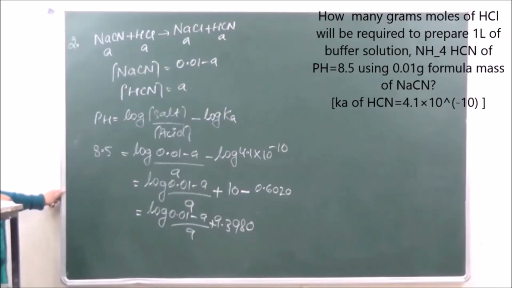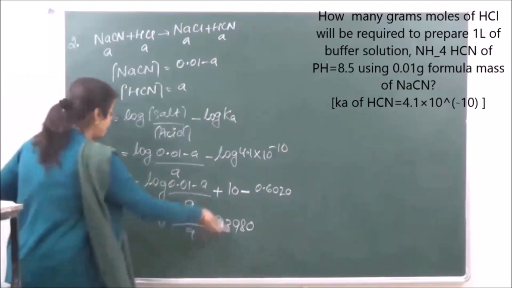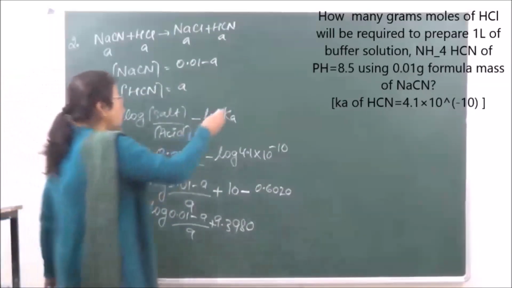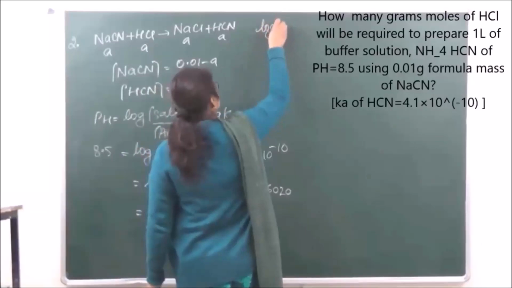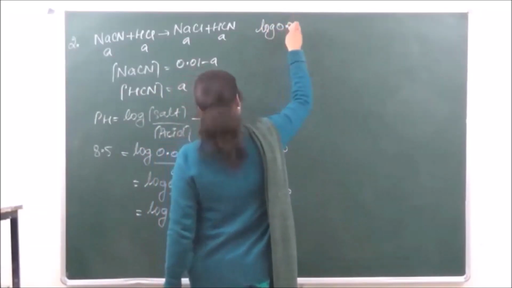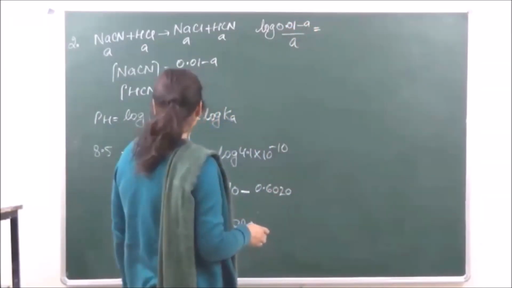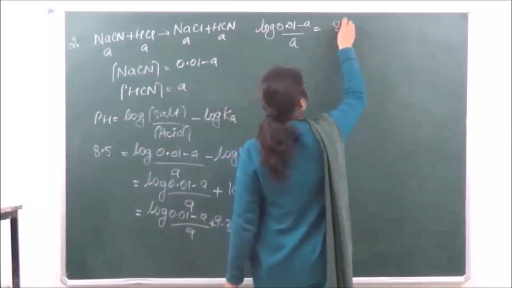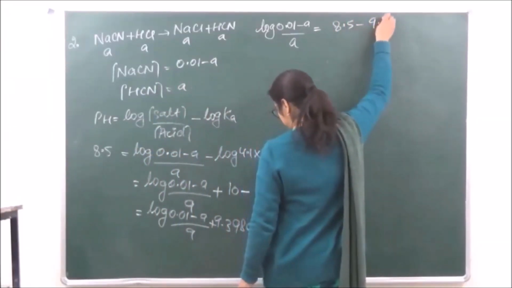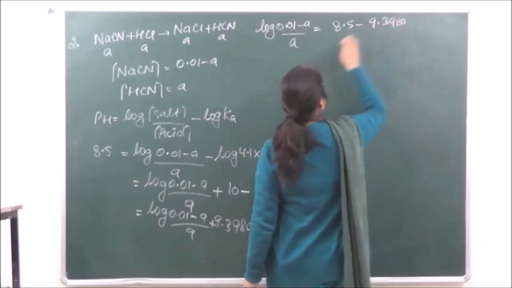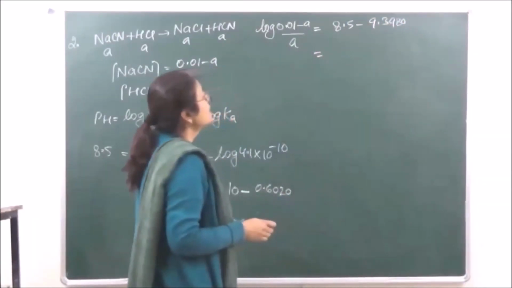Now when we are talking of this value, how do we calculate the value of A over here? How will we calculate the value of A? We first get this on the other side. So we have log of (0.01 minus A) upon A, that is going to be equal to 8.5 minus 9.3980.